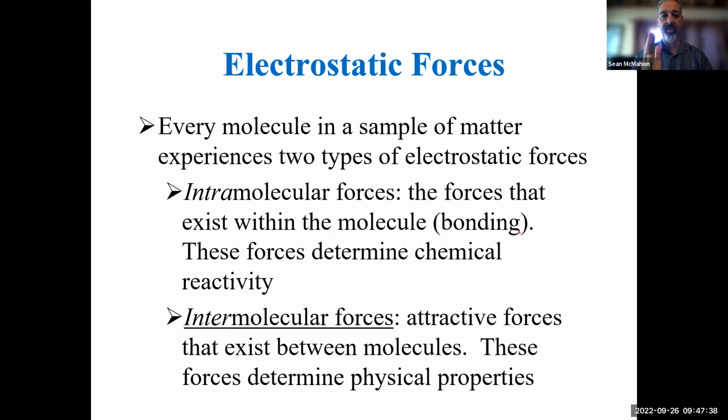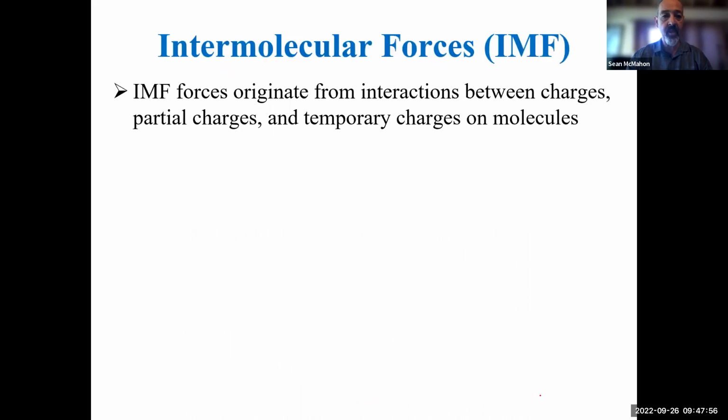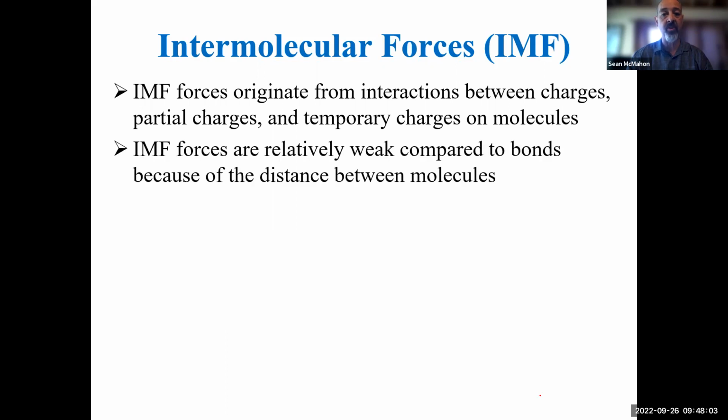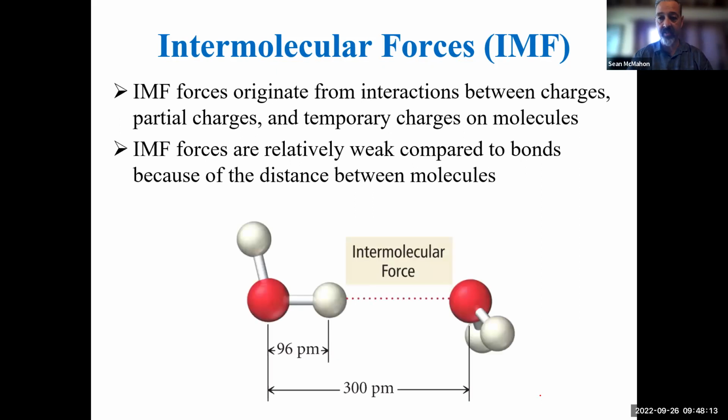Inter is the force between molecules. So an international flight is between countries. Inter, which means between, is the force between molecules. And it's this force that's going to determine physical properties. So they originate from the interaction of charges or partial charges. The intermolecular forces that are between molecules are weak compared to the bonds that hold them together. And part of that has to do with the distance.